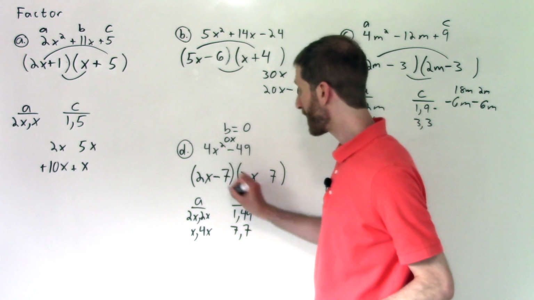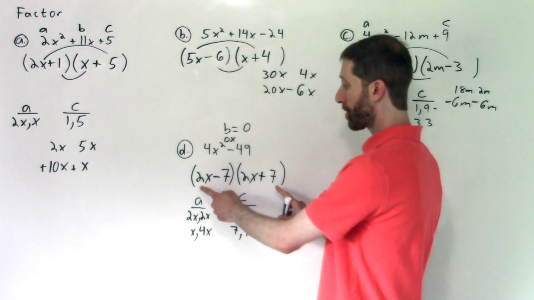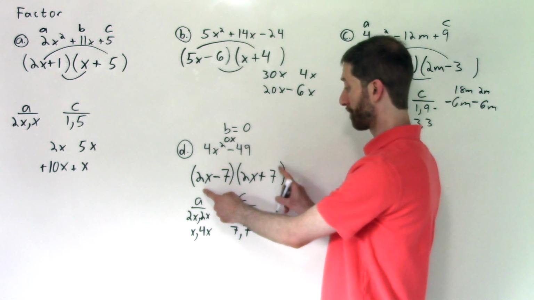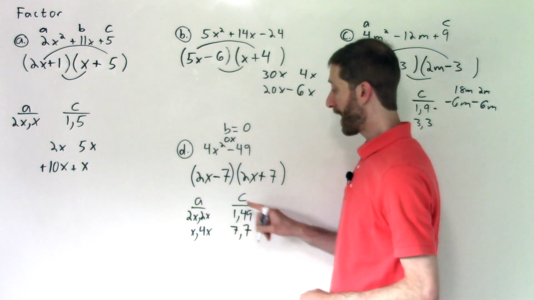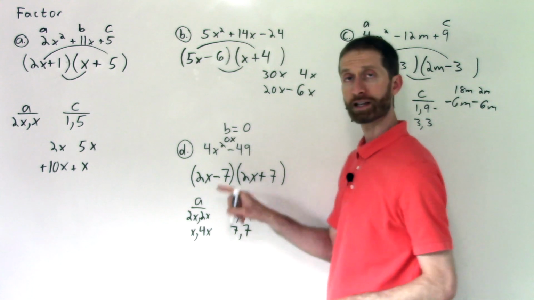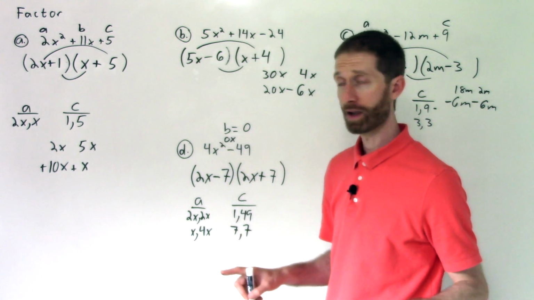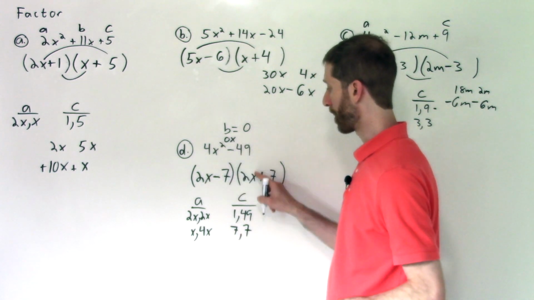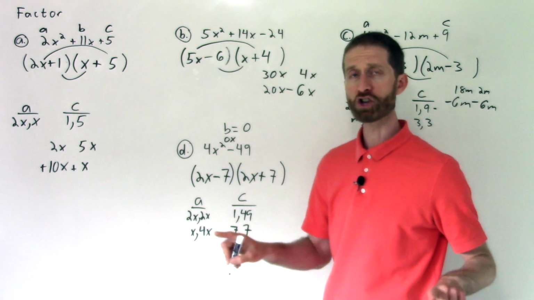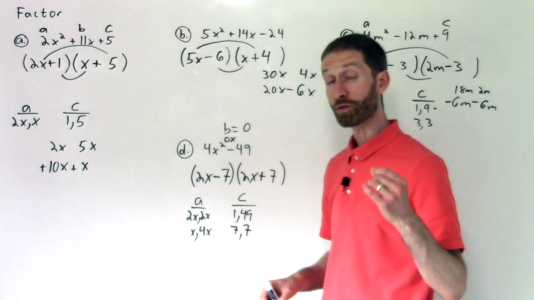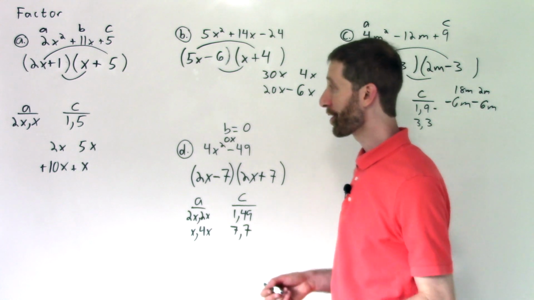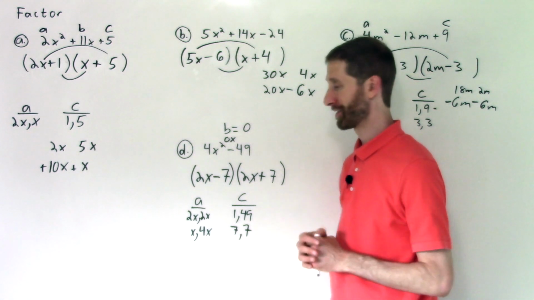Because if I put a negative here and a positive there, when I multiply, I'll get the same positive number, 14x, and the same negative number, negative 14x, and they'll cancel, leaving us with 4x squared minus 49 and no middle number. And if you FOIL it out to C, you'll know exactly that this is the answer.